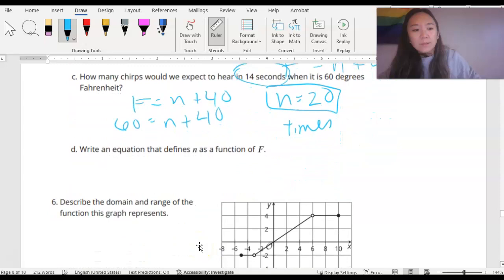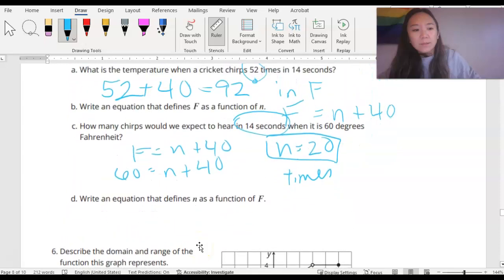Write an equation that defines n as a function of f. So our earlier equation with f as a function of n is this. To do the opposite, we'll subtract from both sides and get n equals f minus 40.